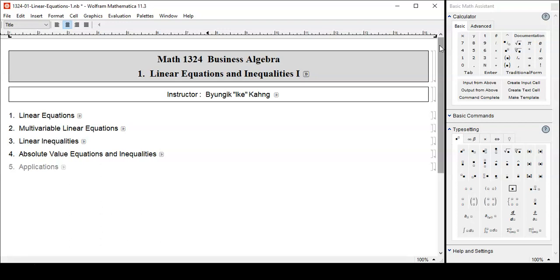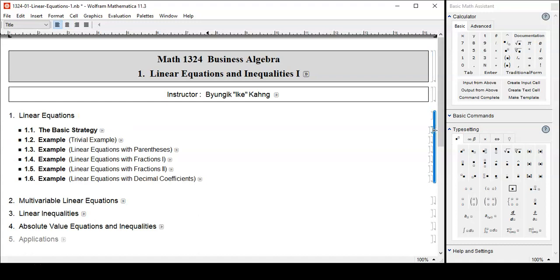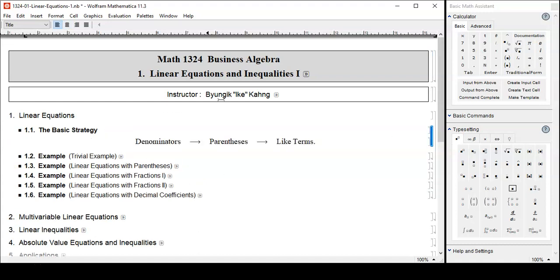And that's when we're going to do a little bit more modeling. For now, let's stick to the basic strategy and make sure you understand this thoroughly. Denominators, parentheses, like terms. That's the order, don't forget it, and keep applying the same technique all the way toward the end of the semester.